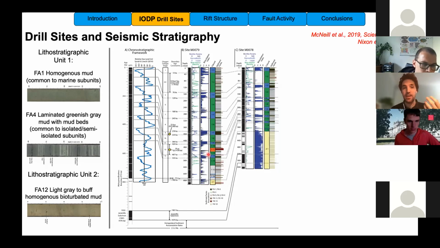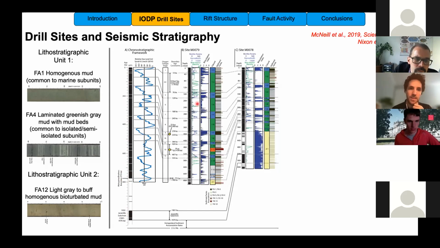Now, what is really great about the data is that we had numerous chronostratigraphic markers that we were able to pull out of the cores. To begin with, at the larger scale, we were able to do paleomagnetic analysis and identify paleomagnetic chrons, particularly the Matuyama-Brunhes boundary at the base of lithostratigraphic unit 1, and also another subchron within lithostratigraphic unit 2, the Jaramillo subchron.